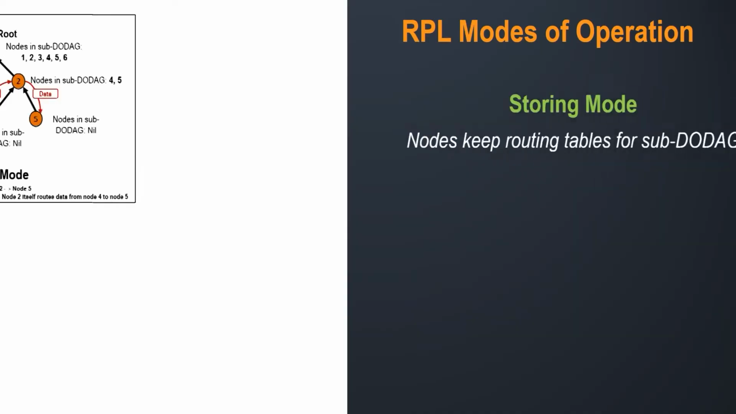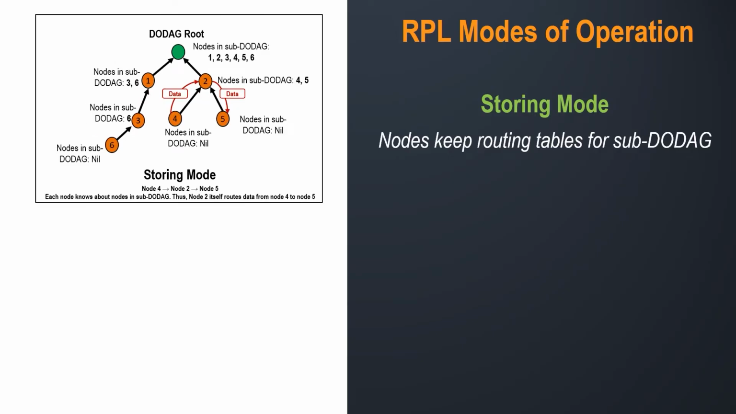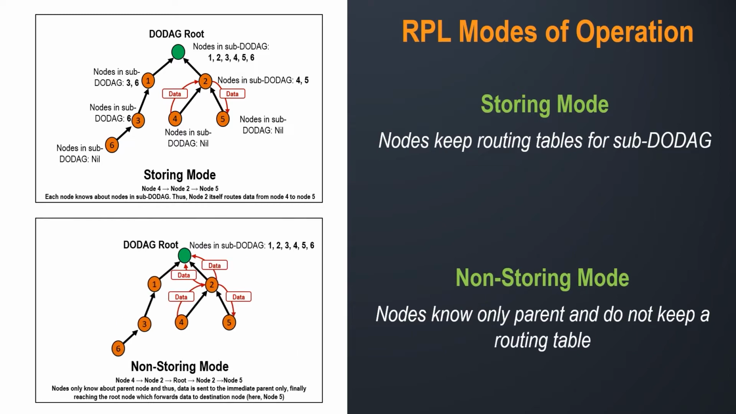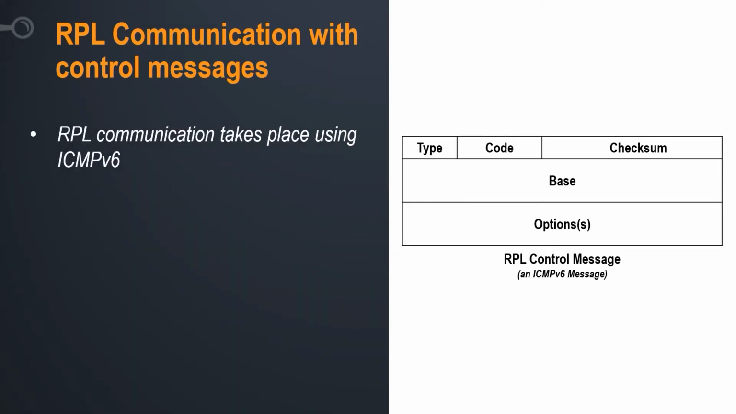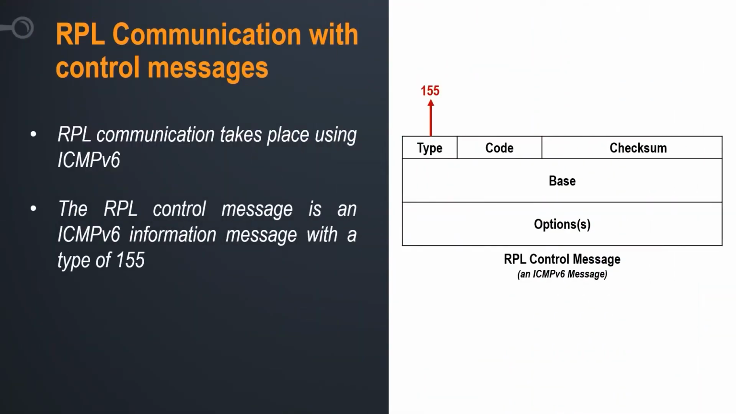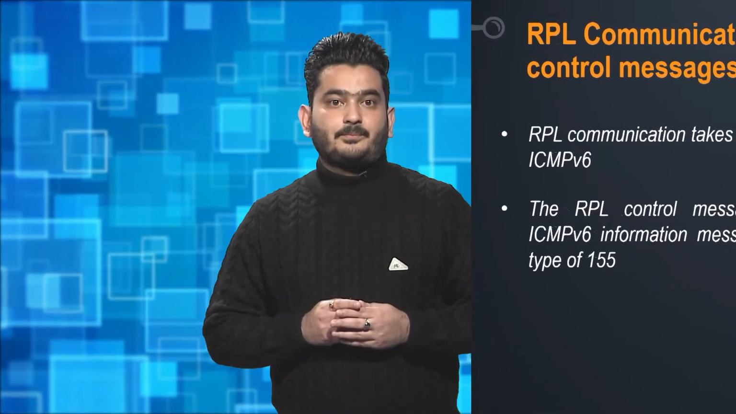Regarding the mode of operation, RPL supports two modes of operation. First is the storing mode. In storing mode, nodes keep routing tables for the sub-DODAG, whereas in non-storing mode, nodes know only their parent and do not keep a routing table. RPL communication takes place using ICMPv6, and the RPL control message is an ICMPv6 information message with the type of 155.